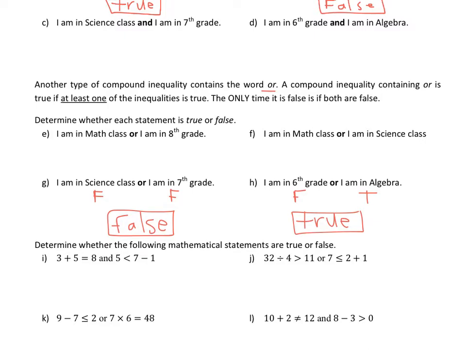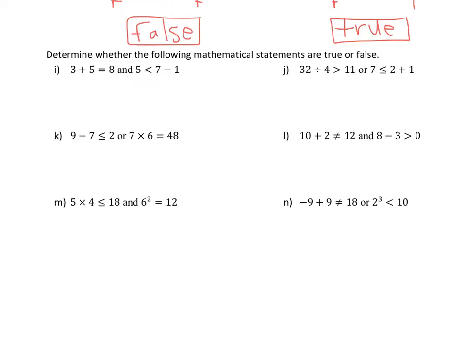Let's try it with some math. We're going to treat these the same way, except they're either math inequalities or equations. Determine whether the following mathematical statements are true or false. So look at each piece individually. 3 plus 5 equals 8. Well, yes, 3 plus 5 does equal 8. That's true.